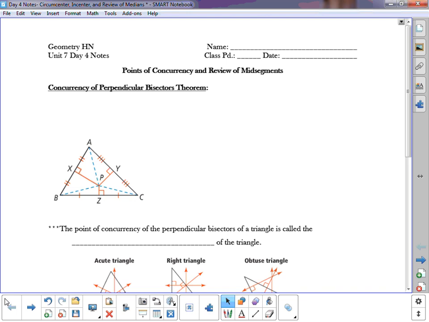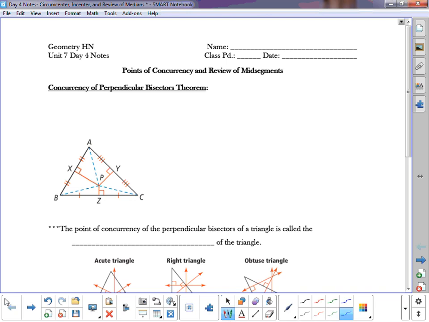So concurrency of perpendicular bisectors, that means we're talking about our perpendicular bisectors. How many perpendicular bisectors can I have in a triangle? 3. So what this theorem is telling us is, hey, when we draw our perpendicular bisectors, they all meet at one single point. And we'll talk about what that's called, and there's a specific property that this point has.